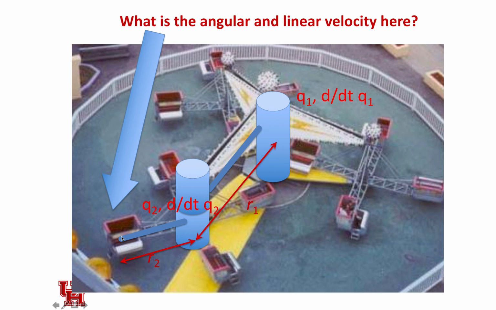And commonly what we know is the position and the speed that each of these joints is moving. And what we'd like to do is compute what is the angular and linear velocity way out at the end of the moment arm. And that's what we're going to cover today.